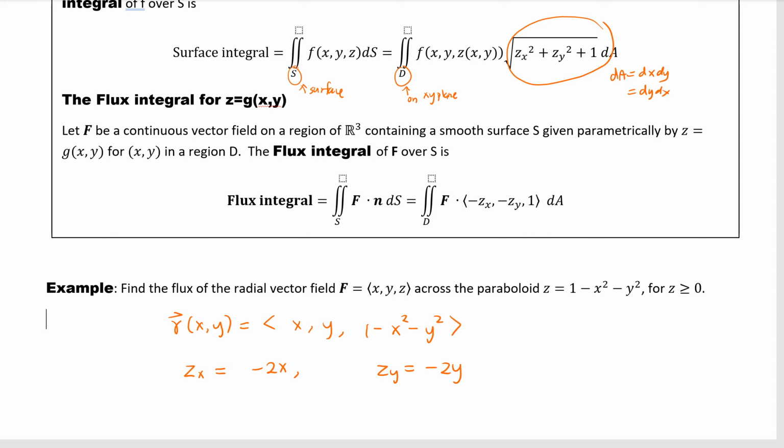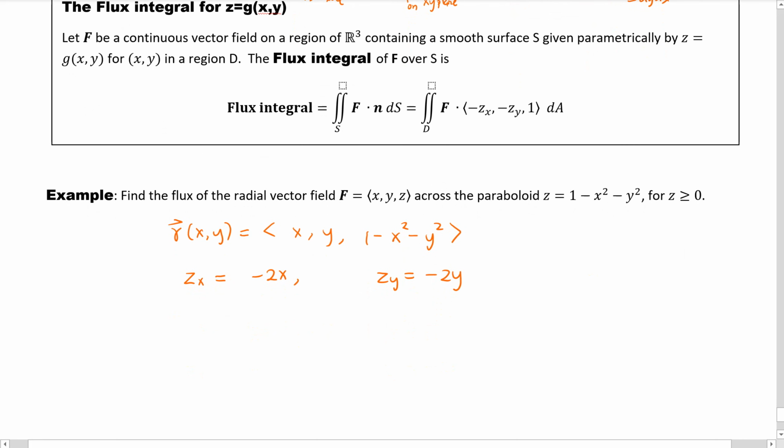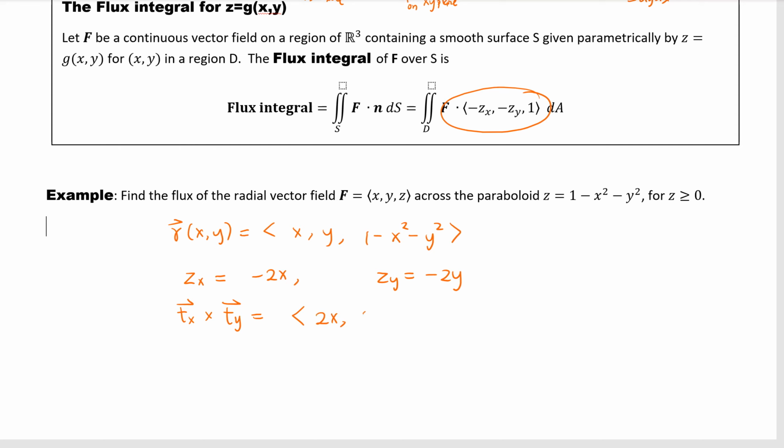And then what is the flux integral? By this formula, Tx cross Ty is then minus z_x, so 2x, minus z_y, 2y, and 1. Okay? So F is x, y, and z is 1 minus x squared minus y squared.